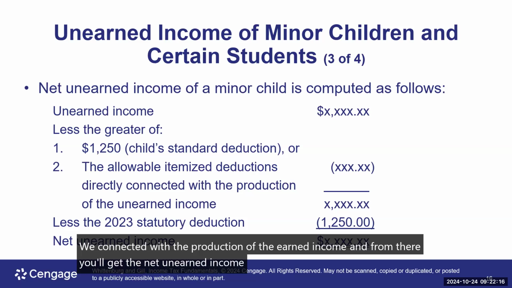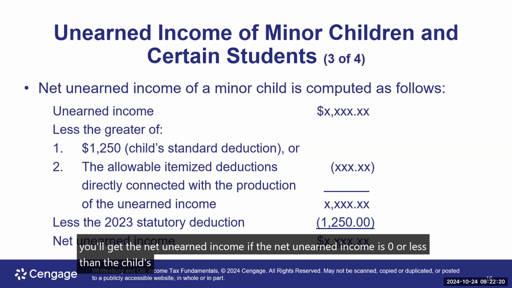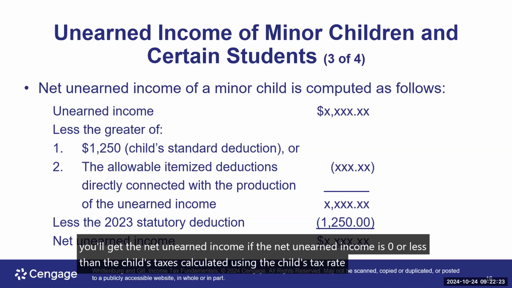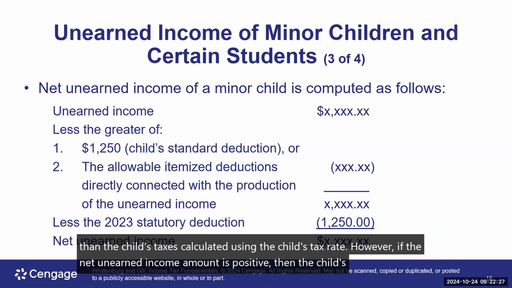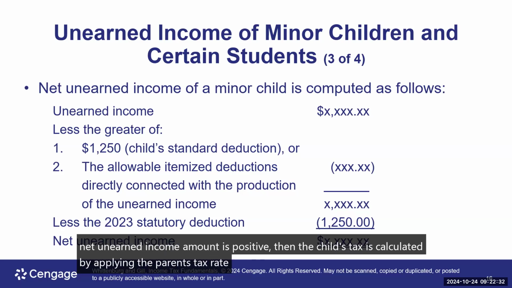If the net unearned income is zero or less, then the child's tax is calculated using the child's tax rate. However, if the net unearned income amount is positive, then the child's tax is calculated by applying the parent's tax rate, if higher, to that amount.